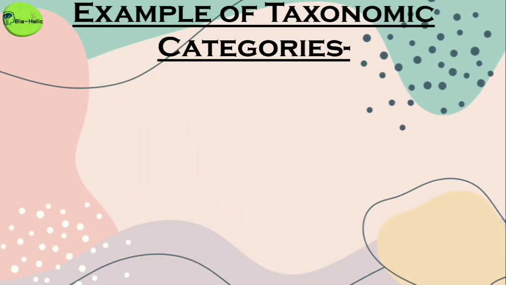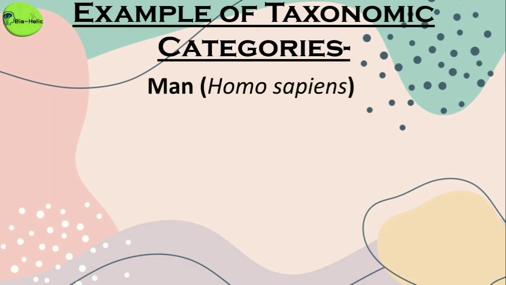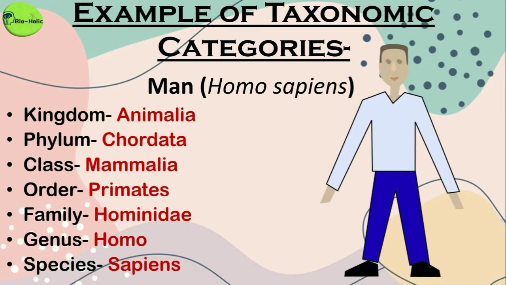So here is one complete example of taxonomic categories about man, the Homo sapiens. So the kingdom of man is Animalia, phylum is Chordata, class is Mammalia, order is Primates, family is Hominidae, genus is Homo, and the species is Sapiens. Okay?